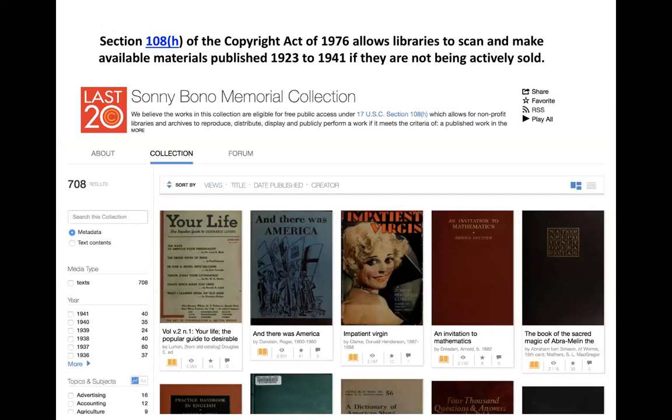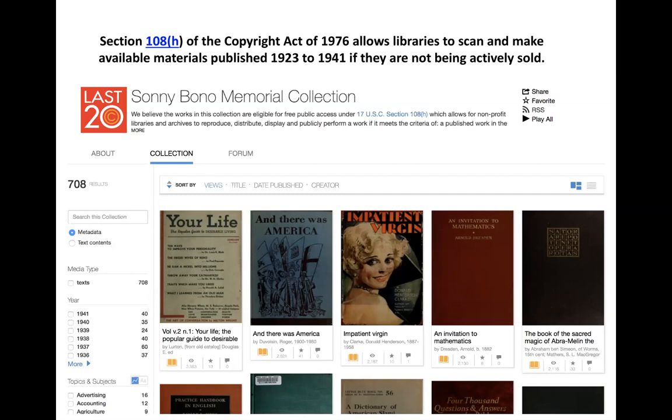It's Section 108H. This little provision allows libraries to scan and make available materials published between 1923 and 1941 if those materials are not actively being sold, right? It's the last 20 years of the copyright law.